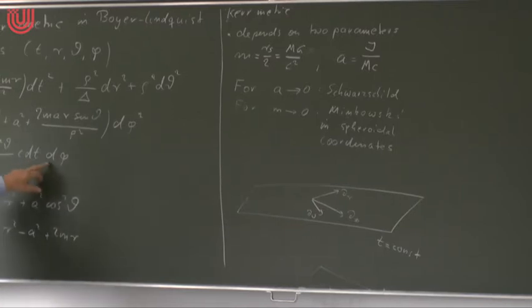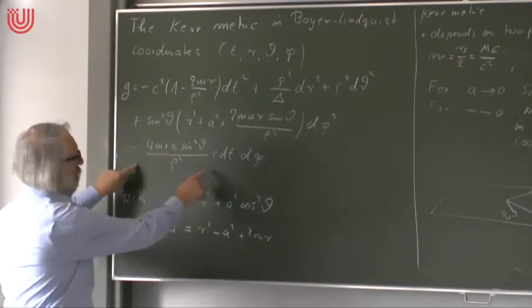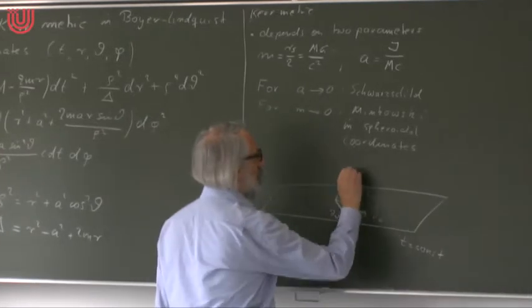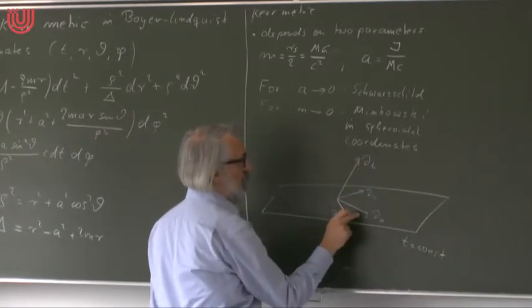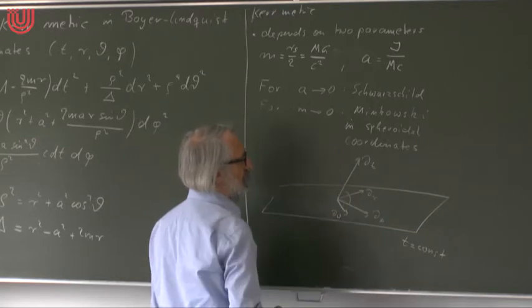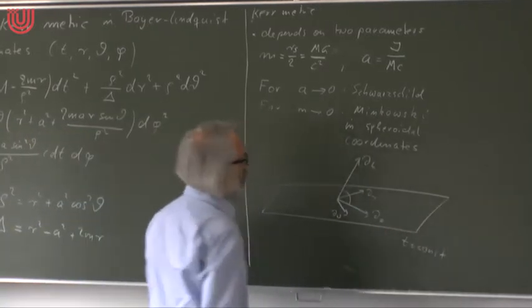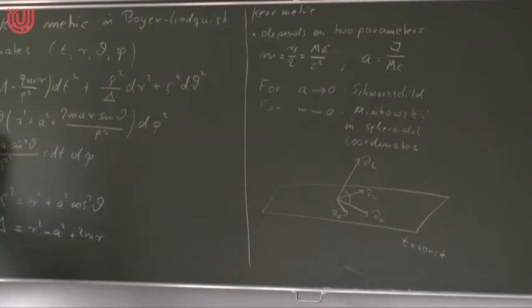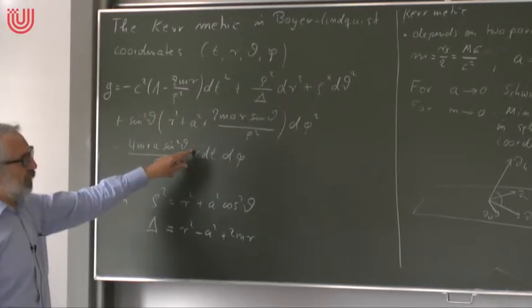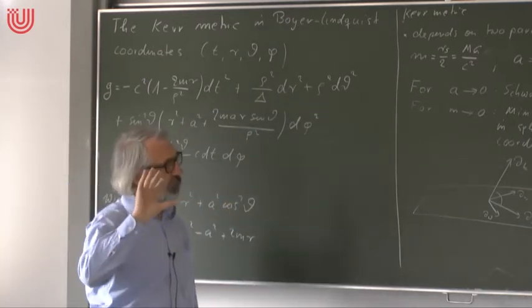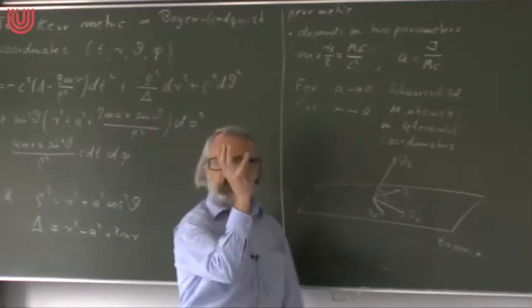Now we have a cross term, a dt d phi term. This means the coefficient here is g t phi, right? g t phi is not 0. This means the vector field d by dt is not perpendicular to d by d phi. So this angle here is not a right angle. Yeah? So the vector field d by dt is not perpendicular to the hypersurface t equal constant. And if you draw this vector at each point and take into account that the coefficient depends only on r and theta, not on phi, then you get something which goes this way around the circle. So the t lines, because of this cross term, have a kind of twist.